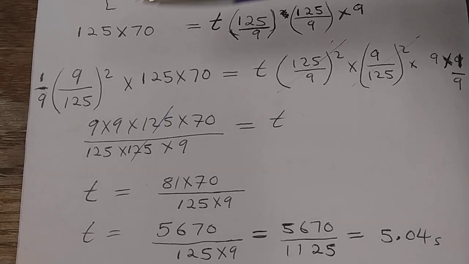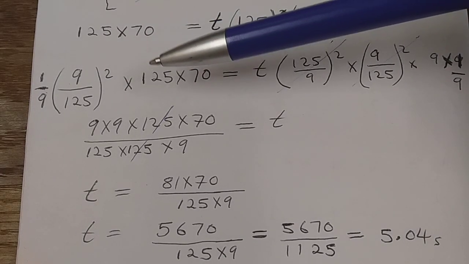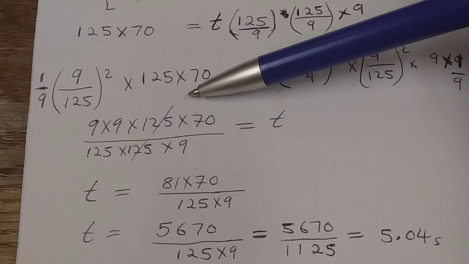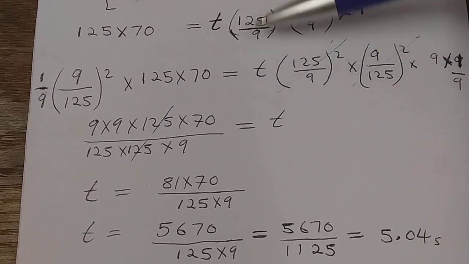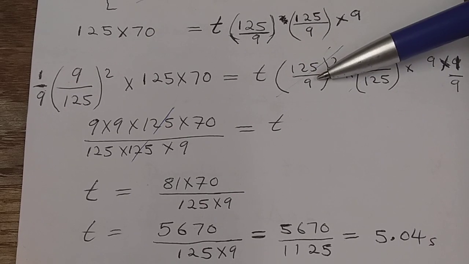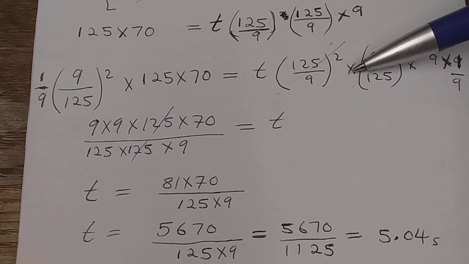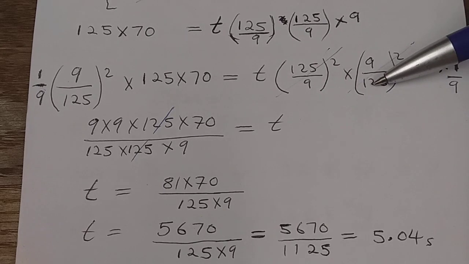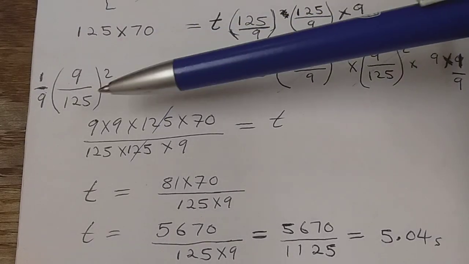Okay, then 125 times 70 is this one. Then that is our t, the first bracket, second bracket, all under the square, multiplied by. So what you do on the right, you must also do on the left.